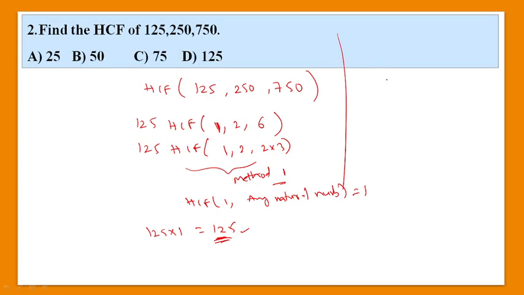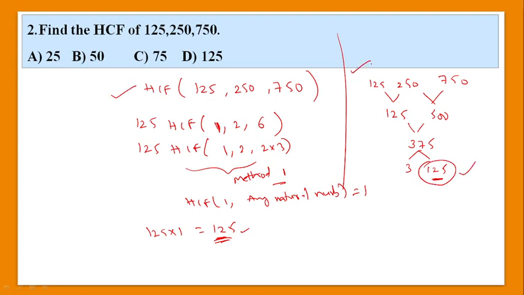There is also one more way to find, that is the difference method. So 125, 250, 750. What is the difference between these two numbers? The difference is 125 here. And what is the difference here? Again, the difference is 500. And what will be the difference here? 375. This 375 can be written as 3 into 125. So among 3 and 125, what will be the highest common factor? The 125 will be the highest common factor. So whether you go with this method or that method, you'll get the same answer. The answer for this particular problem will be 125.